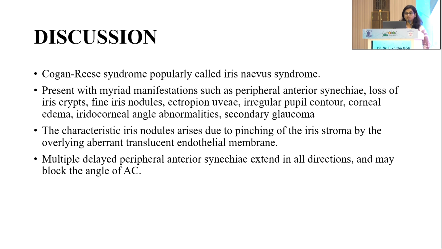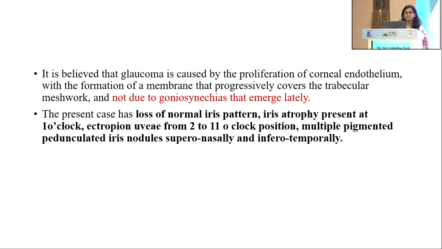Discussion. Cogan-Reese syndrome is popularly called iris nevus syndrome, and presents with a myriad of manifestations such as peripheral anterior synechiae, loss of iris crypts, fine iris nodules, ectropion uveae, irregular pupil contour, corneal edema, iridocorneal angle abnormalities, and secondary glaucoma. The characteristic iris nodules arise due to pinching of the iris stroma by the overlying aberrant translucent endothelial membrane. Multiple delayed peripheral anterior synechiae extend in all directions and may block the angle of the anterior chamber. It is believed that glaucoma is caused by the proliferation of corneal endothelium with the formation of a membrane that progressively covers the trabecular meshwork, and not due to the gonial synechiae that emerged lately.